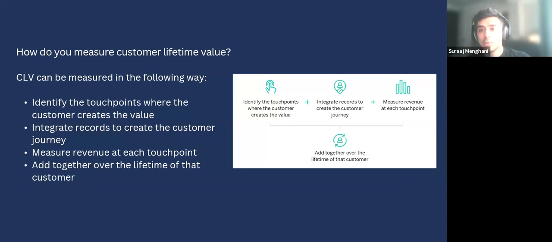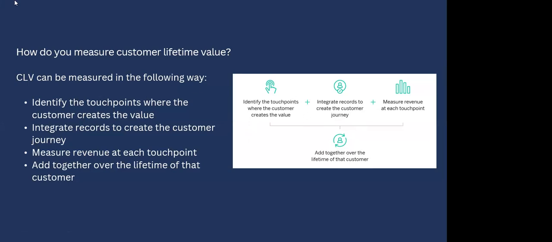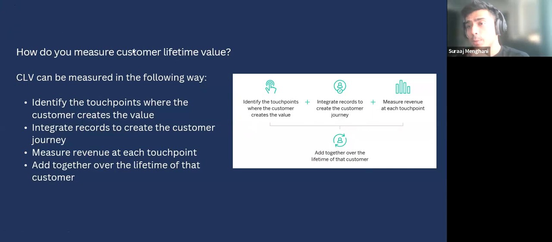So these are the different touch points that a consumer has with a brand. All of this is put together when you calculate a customer lifetime value. It says integrate records to create the customer journey. This is exactly what you mean by creating a customer journey. And then the last thing is to measure revenue at each and every touch point that you are generating for the brand, and add it together over the lifetime of that customer. This is how you do customer lifetime value. But again, when we are doing sums for customer lifetime value, the calculation and the formula is a little bit simpler.